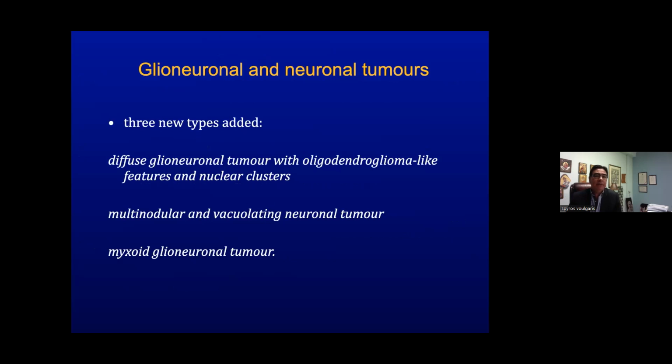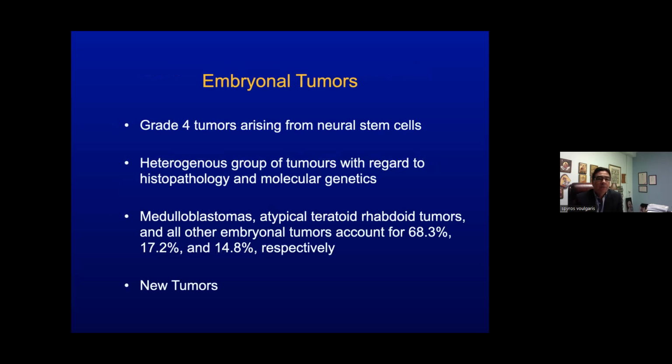We will discuss the glioneuronal and neuronal tumors, three new types added: diffuse glioneuronal tumor with oligodendroglioma-like features and nuclear clusters, multinodular and vacuolating neuronal tumor, and myxoid glioneuronal tumor. Embryonal tumors, all of these types of tumors are grade 4, arising from neural stem cells. A heterogeneous group of tumors with regard to histopathology and molecular genetics. The well-known medulloblastoma is the first of all. And then we have atypical teratoid rhabdoid tumors and all other embryonal tumors.